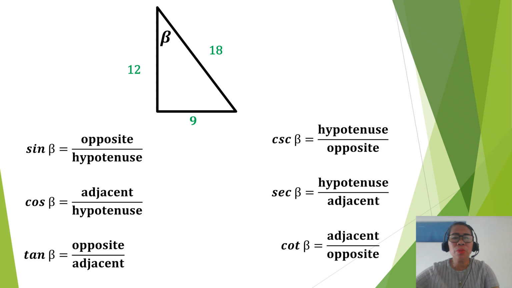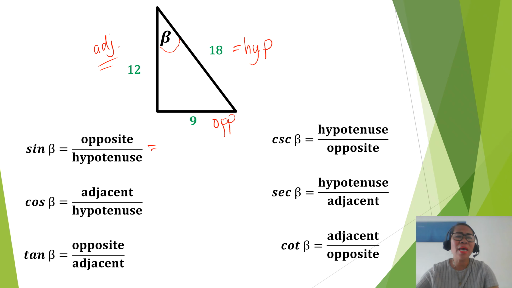The first thing to consider is that we are going to label. So where is the angle beta? This is said to be our reference angle. If that is our angle beta, what is that 9 to the angle beta? Of course, this is opposite to the angle beta. And remember that this side is the longest, so this is the hypotenuse. If that is the hypotenuse, the 12 there is adjacent to angle beta. Now, we are done labeling the adjacent side, the opposite, and the hypotenuse side. So it will now be easier to determine the 6 trigonometric ratios.